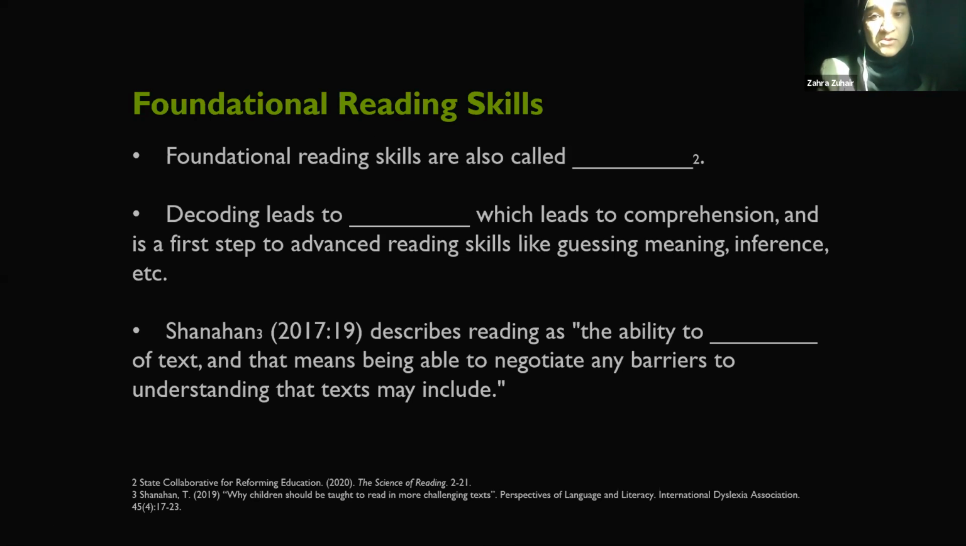And then once you've got the more advanced reading skills, like background knowledge and vocabulary knowledge, you're then able to use the advanced reading skills like guessing meaning, inference, etc. Shanahan, 2017, describes reading as the ability to make sense of text. And so that again is comprehension. And to be able to do that, foundational reading skills are the first step, which, like I said, leads to decoding skills and then eventually comprehension.